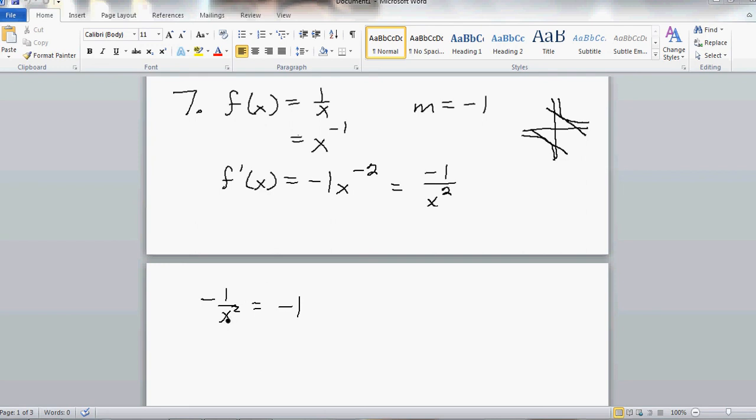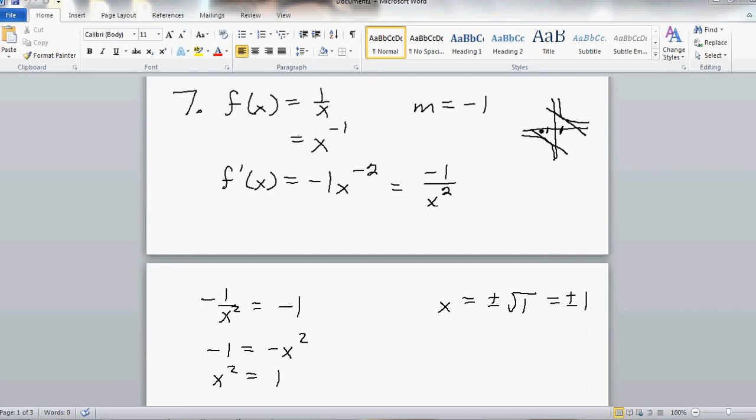Well, let's find out. Let's multiply both sides by x squared. So we get negative 1 equals negative x squared. Divide both sides by negative 1. X squared equals 1. And take the square root of both sides, so that x equals plus or minus the square root of 1, or plus or minus 1. So we know that the points are going to occur when x equals 1 and when x equals negative 1.